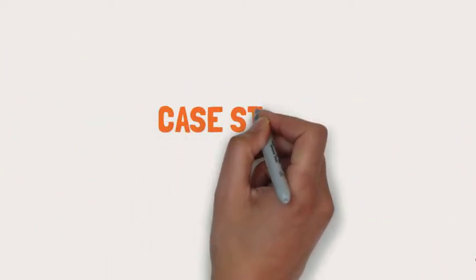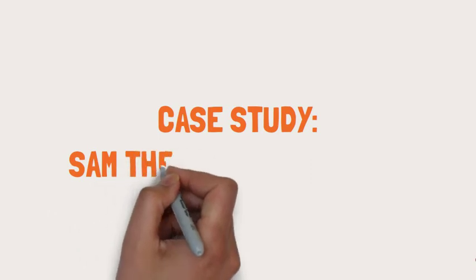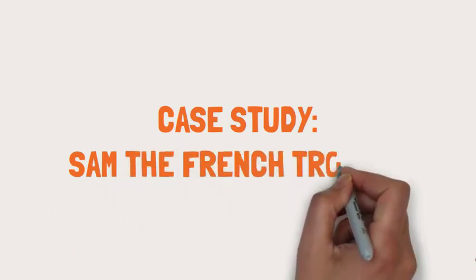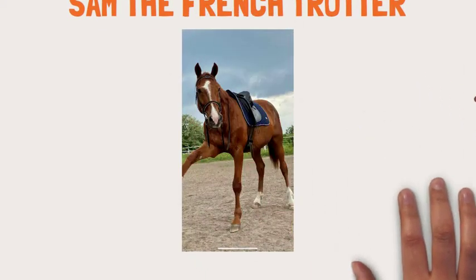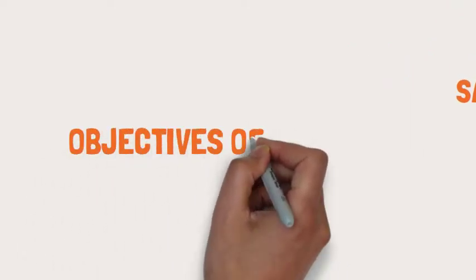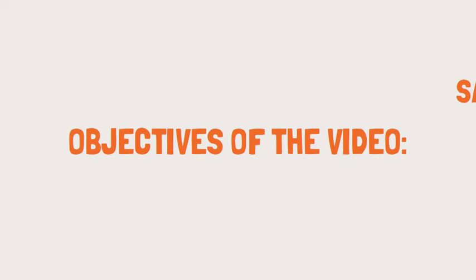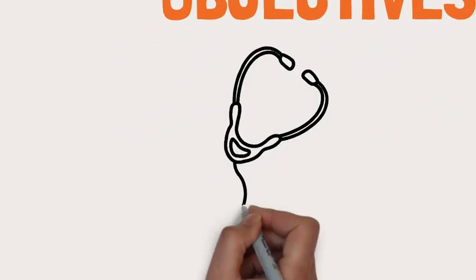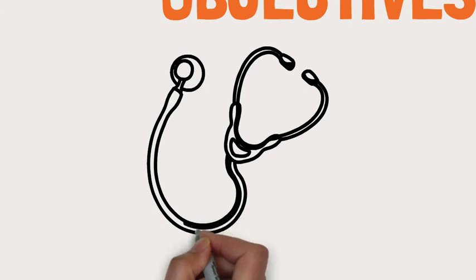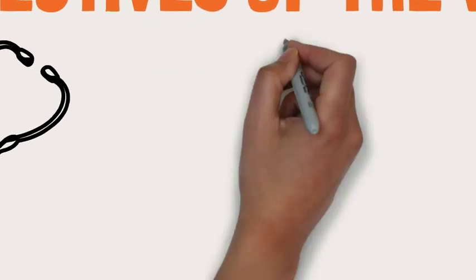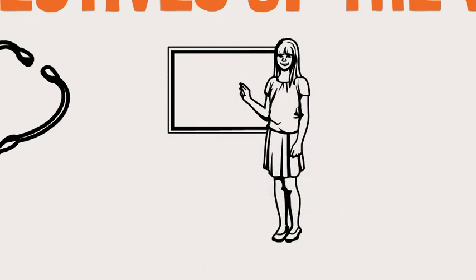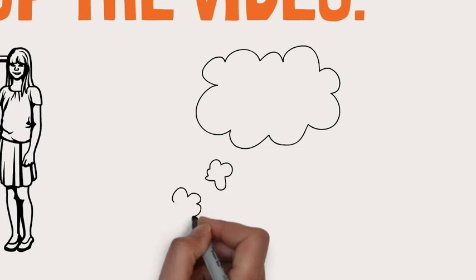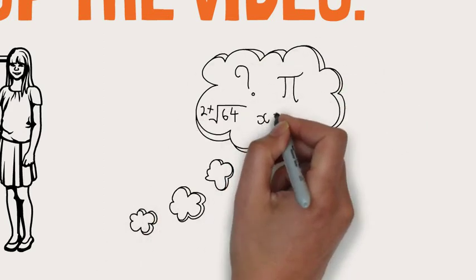Today I'm going to give you details about a case study, Sam the French trotter. I had mentioned him already in my IGTV video about clinical examination. Today we are going a bit more into details. The main objectives will be: first, describe the symptoms. Then, explain the purpose of the endoscopy. And finally, think and settle the first diagnosis.